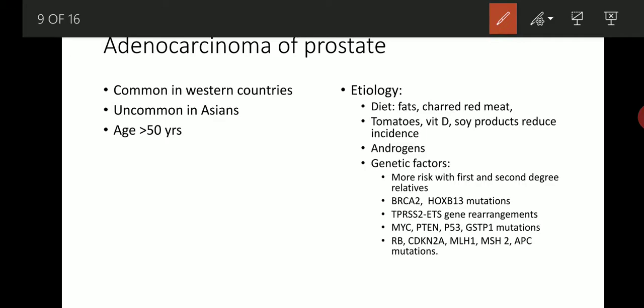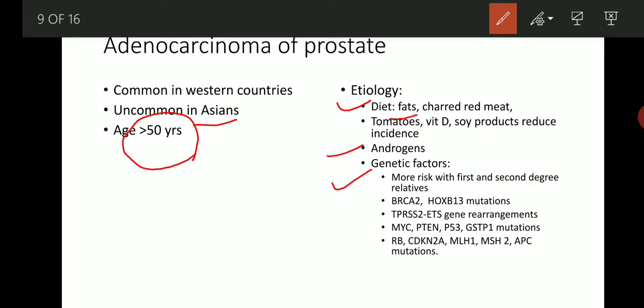This cancer is more common in the Western countries and very uncommon in the Asians. Usually it affects patients above 50 years of age. It's very uncommon in less than 50 years. Lot of etiological factors have been implicated, but none have been proven beyond doubt. As in any other carcinoma of the body, the etiology list will contain the diet, hormonal effect, and genetic effects.